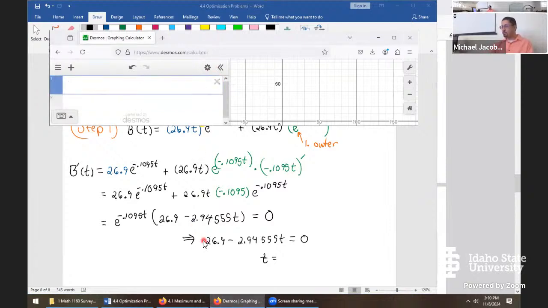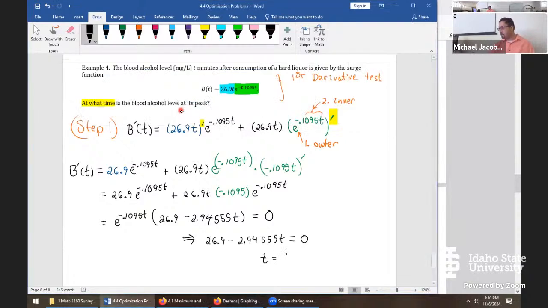So first subtract 26.9 from both sides. You have a negative 26.9. Then we're dividing by negative 2.94555. And we get this. This is in time, but time was measured in minutes, not hours, so that's good. It says we have a critical number right at around 9.13 minutes. So t equals 9.13 minutes is the critical number of B, because the function is B. I almost wanted to say of F.